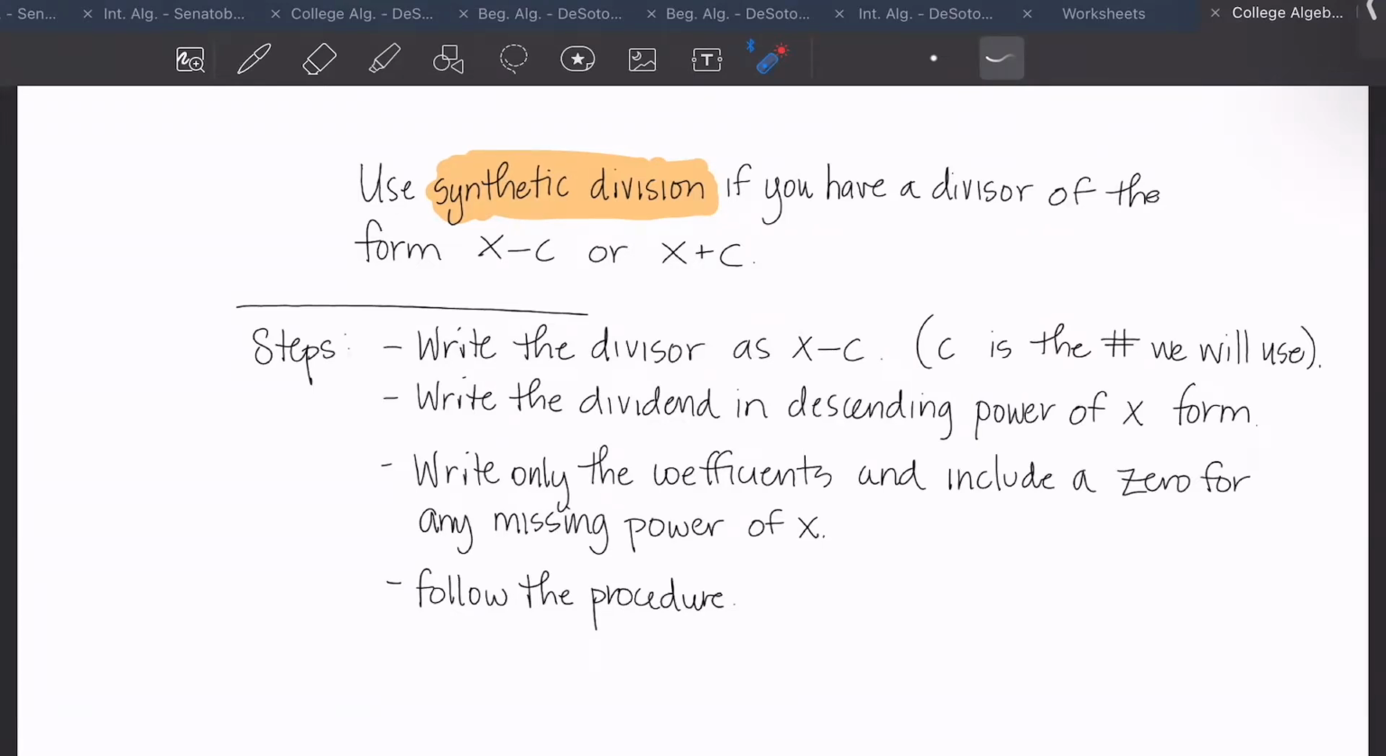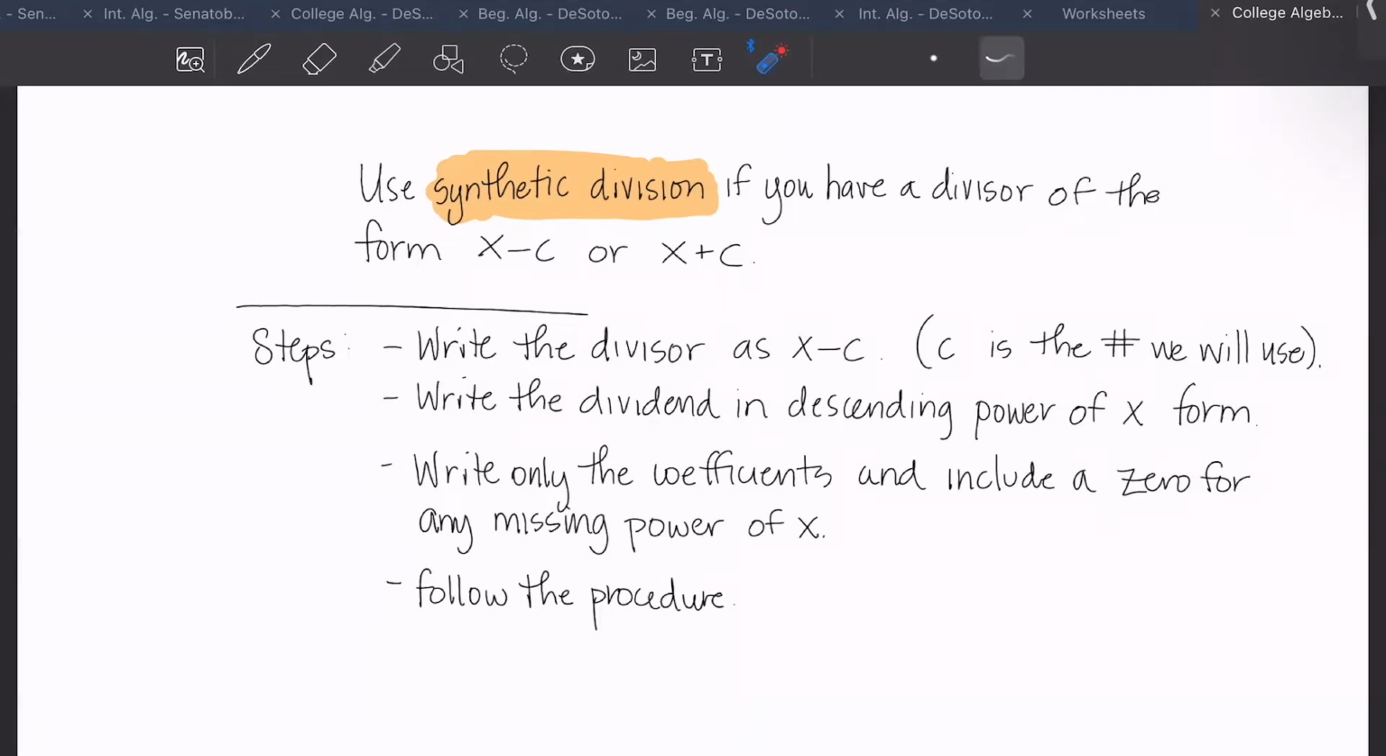So we'll have 3, 2, 1, 0, or whatever it starts with, 4, 3, 2, 1, 0, okay? If you can hear my dog barking, just excuse that, because I'm probably not going to try to edit it out, all right? Write only the coefficients, so that's the numbers attached to your x, and then include a 0 for any missing power of x.